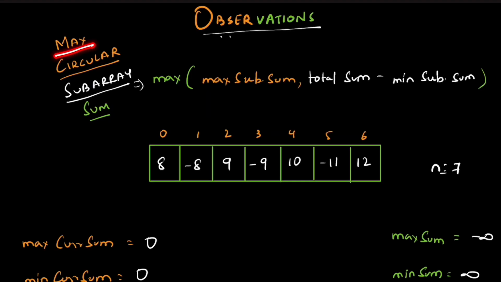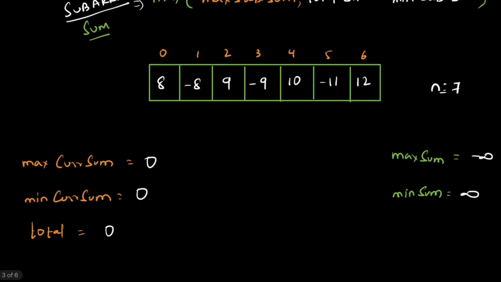So to find the maximum circular subarray sum, we need to find the maximum subarray sum, the minimum subarray sum and the total sum. And after getting all these variables, we need to take the max of maximum subarray sum and the difference of total sum minus minimum subarray sum. So here I have taken the same example and I have created all the configuration. So maximum sum is negative infinity so that we can maximize it. Minimum sum is positive infinity so that we can minimize it. And maximum current sum, minimum current sum and total are 0. Let's start the dry run.